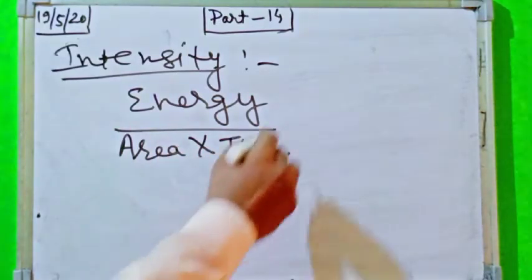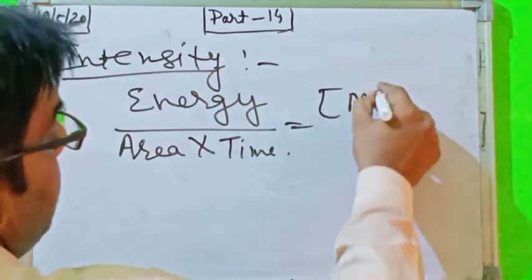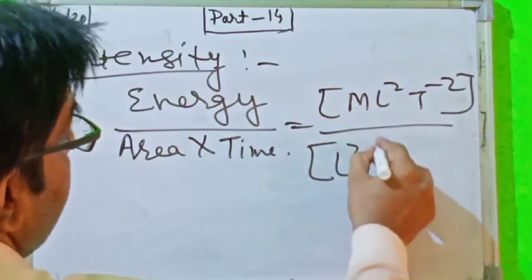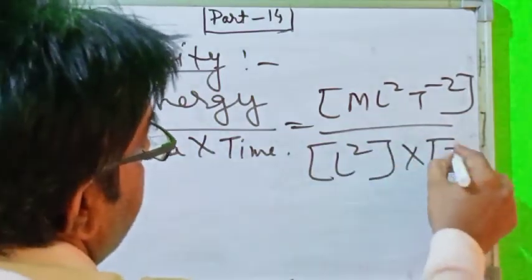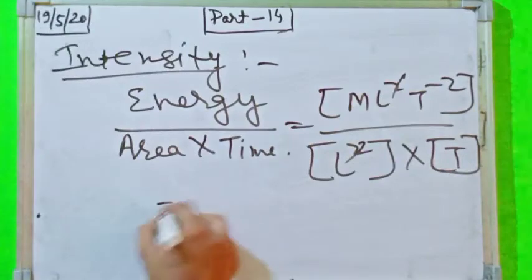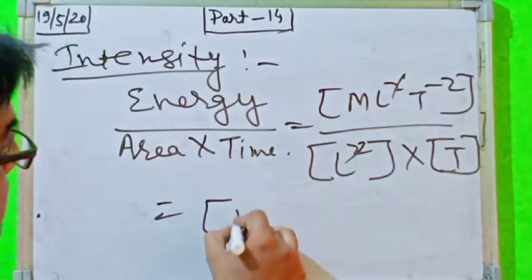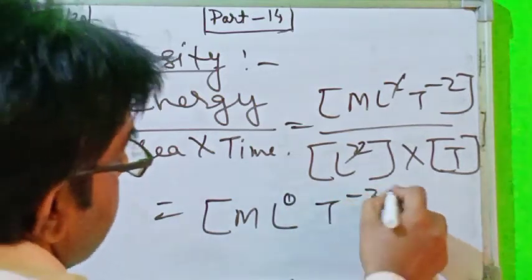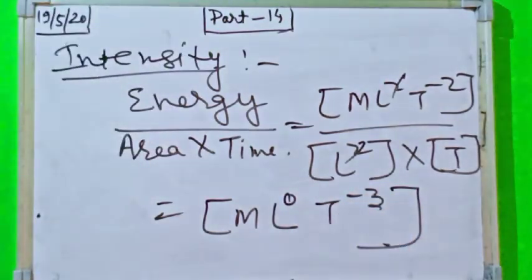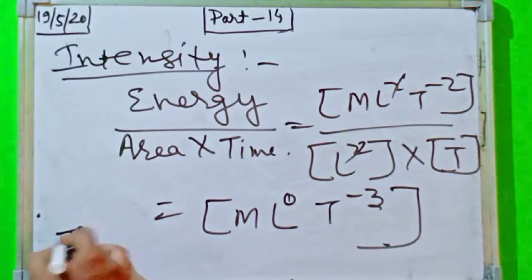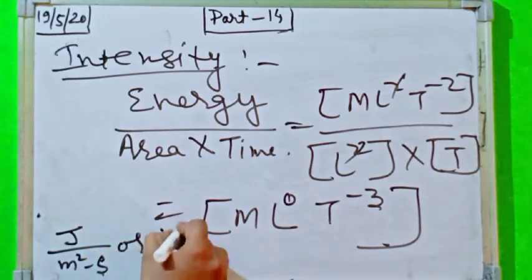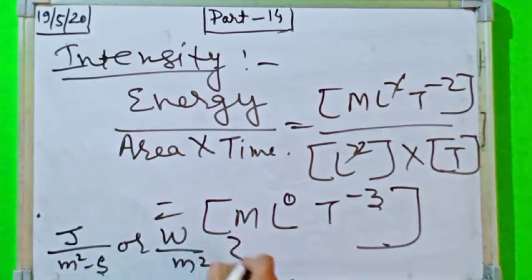Energy has its dimensional formula M L square T minus 2, upon area L square, into time T. L square and L square cancel out, and it is equal to M L0 T minus 3. Its unit is joule per meter square second, or watt per meter square.